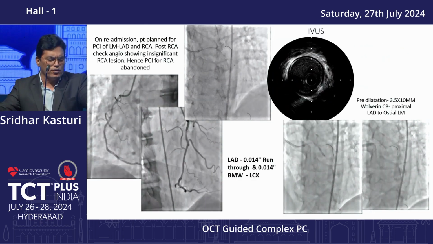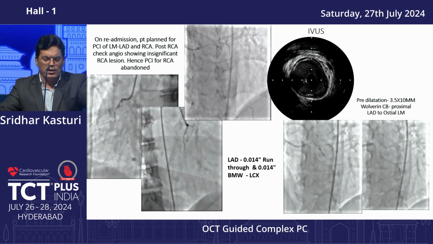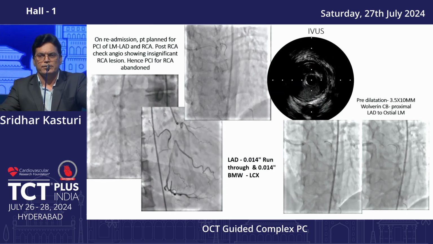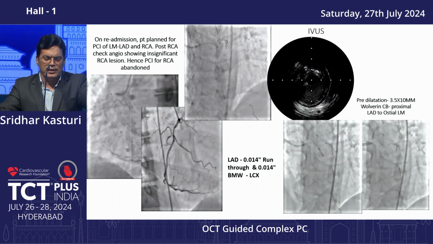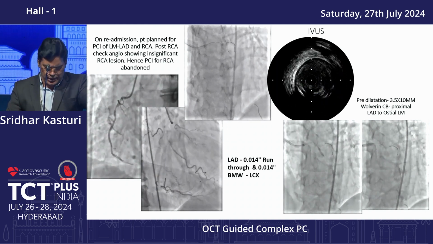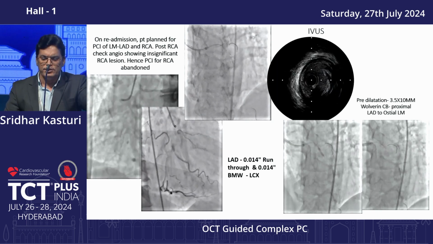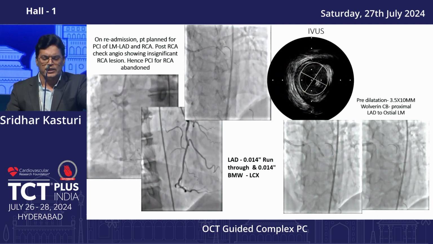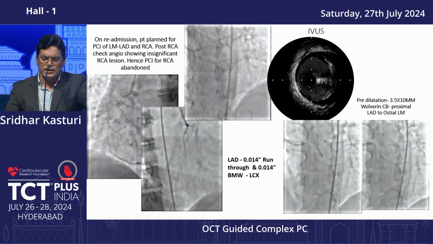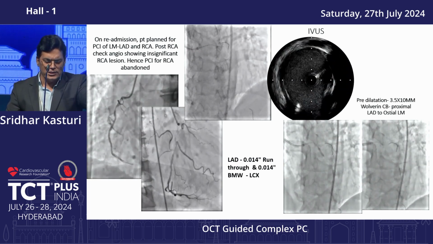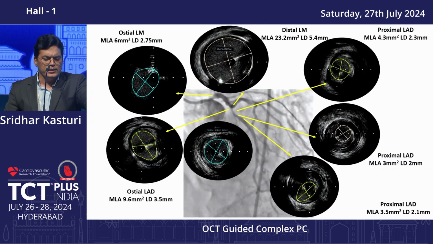We repeated the coronary study: right coronary normal, but the IVUS study showed a very tight ostial left main, very tight ostial left main. Then there is significant plaque burden of the proximal LAD. This IVUS study, and we pre-dilated with a 3.5 into 10 mm Wolverine, because it is more fibrotic, there is no significant calcium. That's the reason we used the cutting balloon to dilate the ostial lesion of the LM as well as the LAD. And this is the study after the cutting balloon.